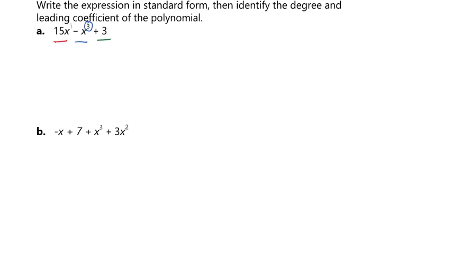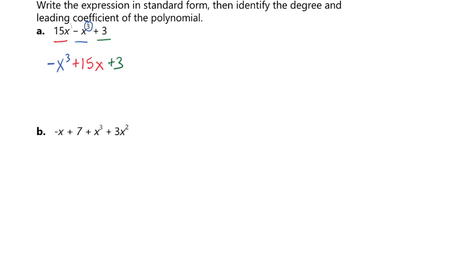So if we're going to write this in order, our largest degree is the 3. So our x to the 3rd will go first, and it was a negative x to the 3rd, then the positive 15x, and then the positive 3. So this is standard form.